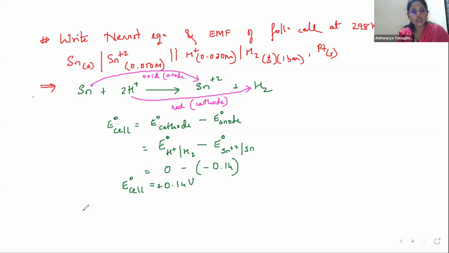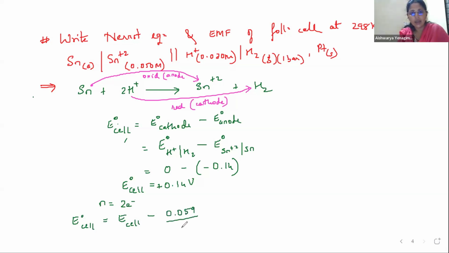So Nernst equation, we will write the equation and then we'll calculate E cell. Fine. So Nernst equation, we'll write it as, what is the number of electrons? Tell me here. It is 2. Sn is becoming plus 2, losing 2 electrons. So it is 2. Fine.